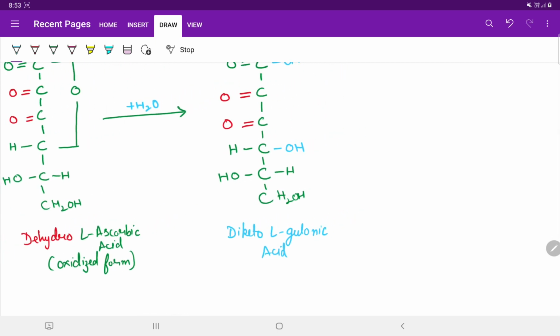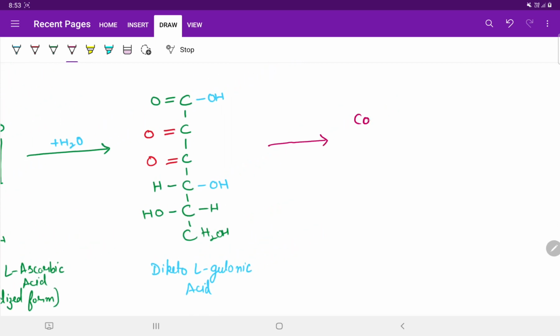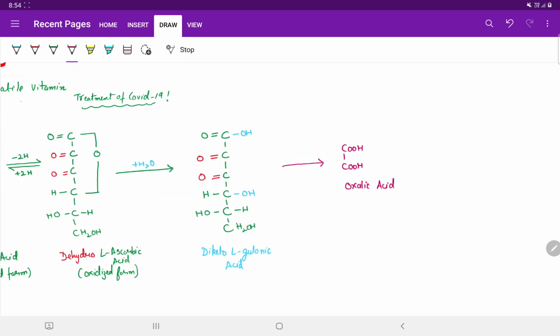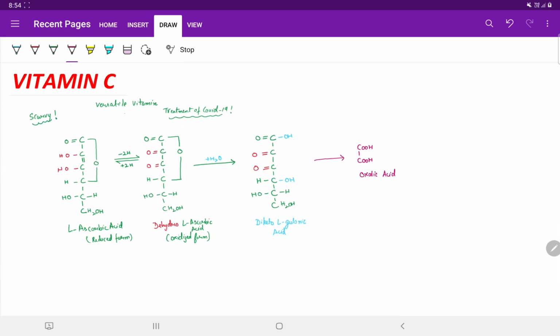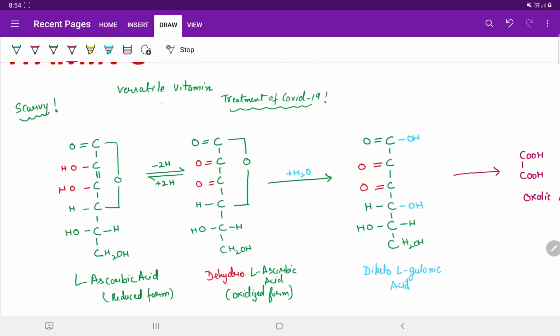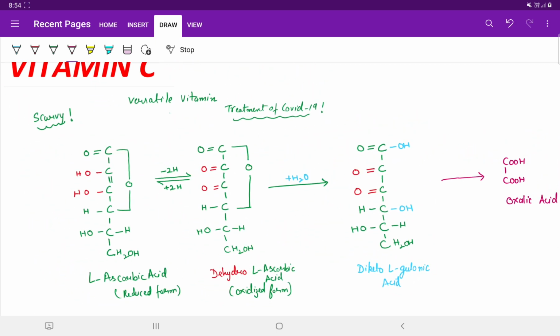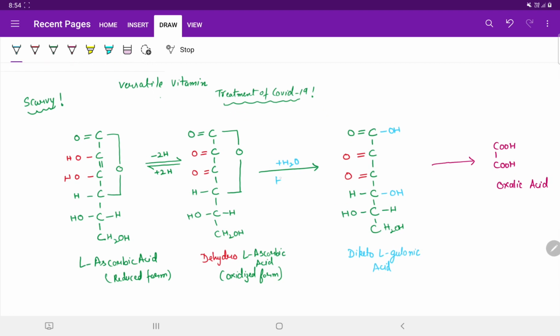And this may further lead to formation of oxalic acid also. The further degradation leads to formation of oxalic acid. So, this is the basic chemistry of the structure of ascorbic acid. You can see from the L-ascorbic acid, it forms the dehydro form, then the diketo L-gulonic acid under hydration, and ultimately it leads to formation of oxalic acid.